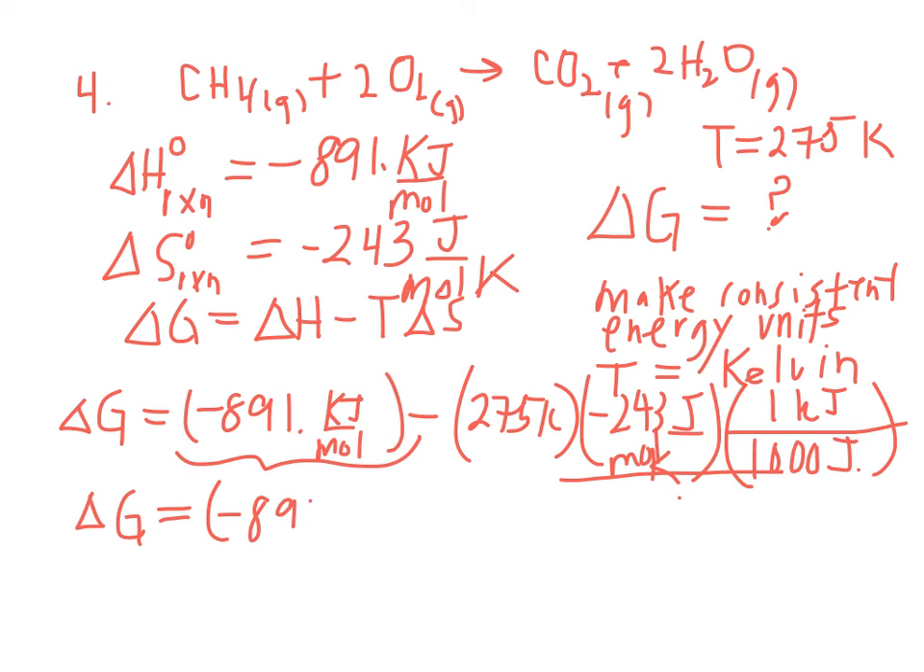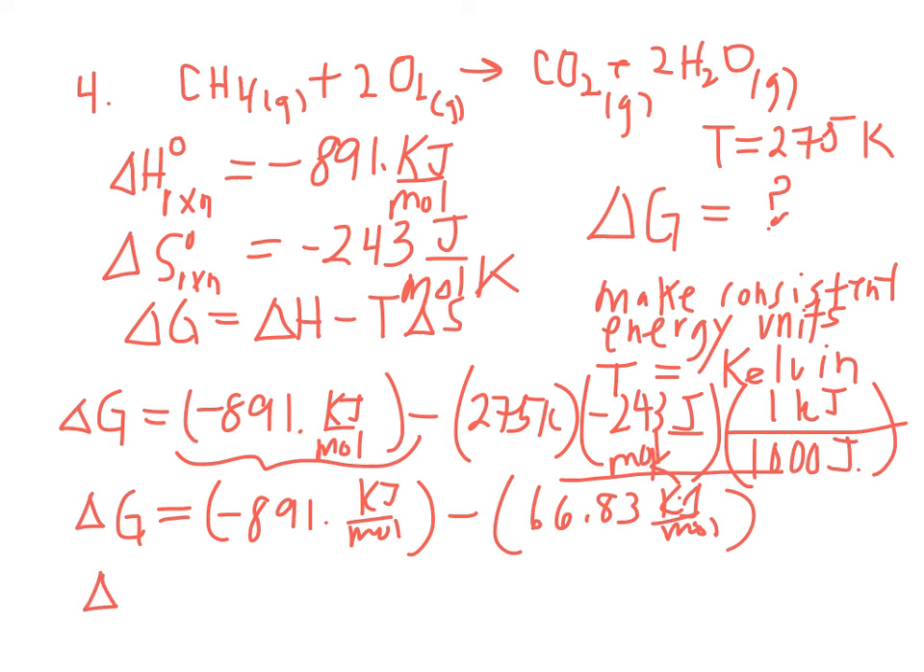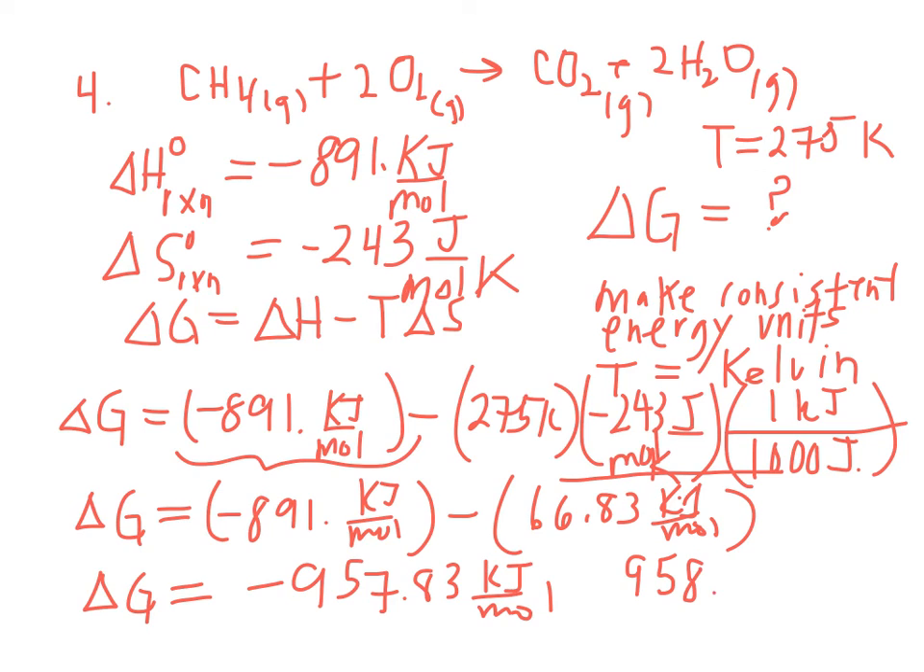Minus 891 kilojoules per mole minus 66.83 kilojoules per mole. Finally, delta G comes out to be minus 957.83 kilojoules per mole. We have about 3 sig figs in our data, so we'll round to 3 sig figs, which means the answer for this will be 958 kilojoules per mole.